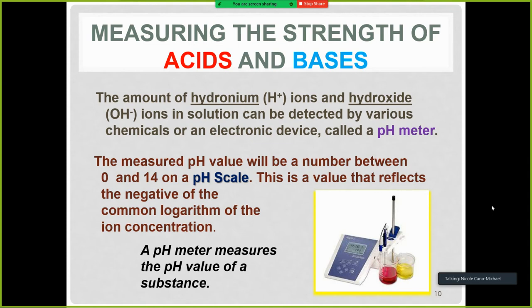Remember, ions have charges in solution, and when they're in solution, we can detect them using a device called a pH meter. Traditionally, prior to electronics, they would use litmus paper or universal indicator. But it's the 21st century. We use a pH meter. The pH value, as we know from yesterday, is a number between 0 and 14. The value reflects how many hydronium ions or hydroxide ions exist in that solution. There's some math involved that you don't really need to know about, but understand that it is a math thing.